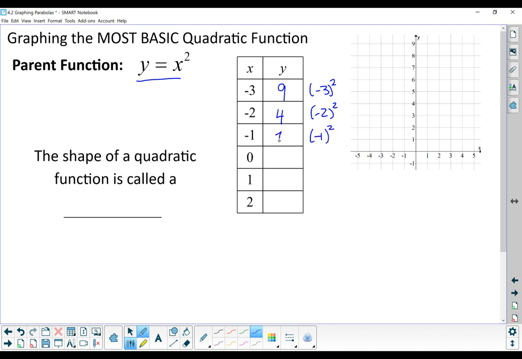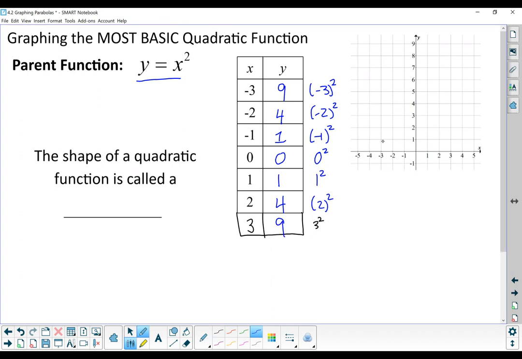-1 squared is 1. 0 squared is 0. And you can see I kind of naturally stopped doing the parentheses when I got into these positive numbers. It's not wrong if you put it in parentheses, it's just that with a positive number, the parentheses aren't necessary. And I'm going to add one more to my table. 3 squared gives me 9.